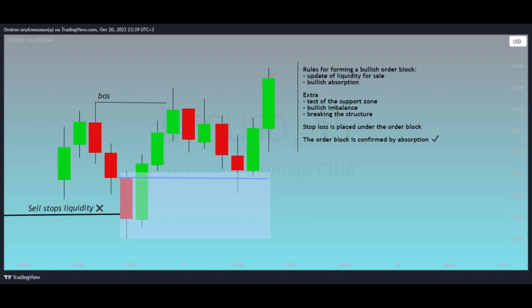There is no point in lingering for a long time because the logic of bullish movements is the same as bearish. If we conclude, then the order block is your zone of interest from which we can look for entry into the position. The main criteria for formation are very simple: withdrawal of liquidity, absorption, additional rules, OTE zone test, imbalance, breaking the structure.